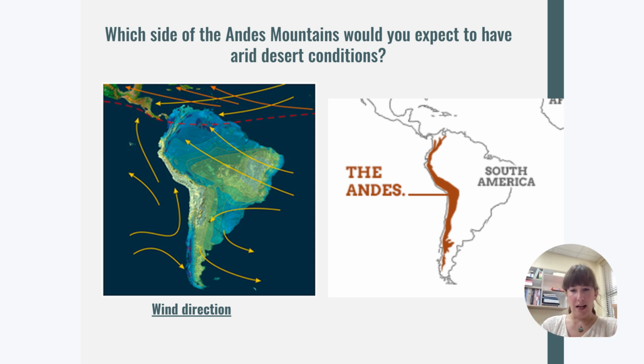So I'd like you to try to figure out, in this scenario, this geography in South America, which side of the Andes would have arid desert conditions? Would it be the coast next to the Pacific or the side nearer to Brazil? Wind directions are shown in the picture on the left. You have wind coming from the Atlantic going this direction. The wind from over here kind of gets deflected. It doesn't really go past the mountains. I'll give you a sec to figure that out.